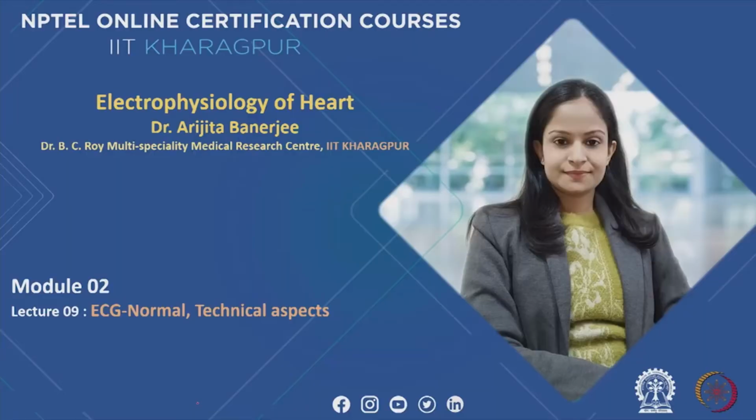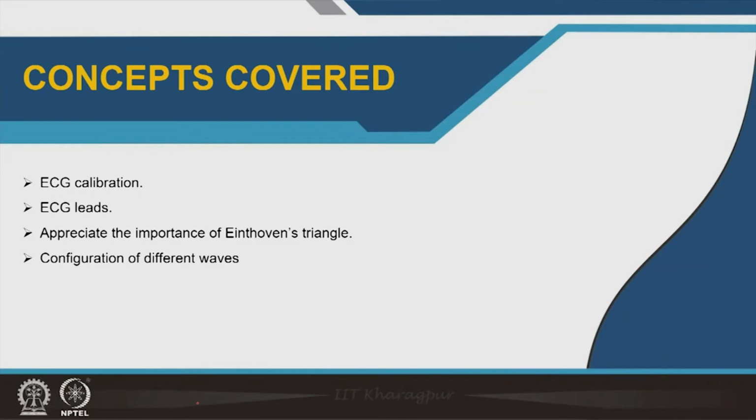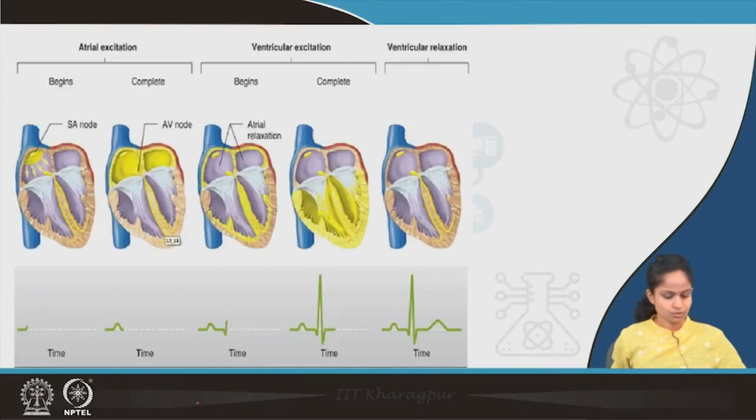Hello everyone. So today we will start our next topic, that is the normal aspects of ECG and the technical aspects. Along with these concepts we will cover ECG calibration, how calibration is done in the ECG machine, what are the different types of ECG leads, what is the importance of Einthoven's triangle, and what are the configurations of different waves.